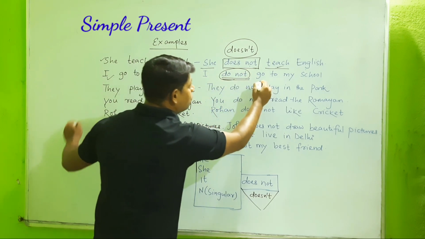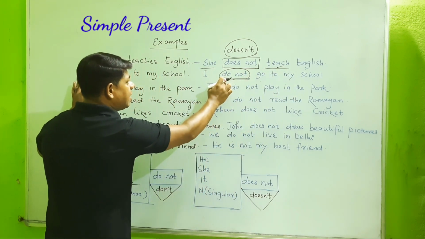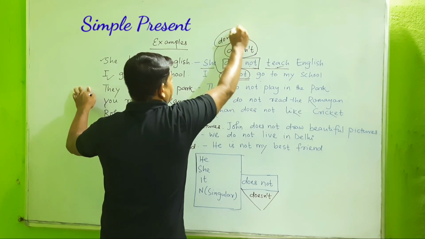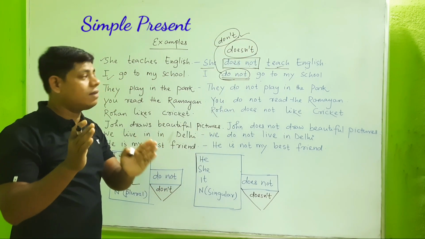I do not go to my school. Otherwise, you can also write "do not" as "don't". If you want, you can write don't. That is the short form, don't.